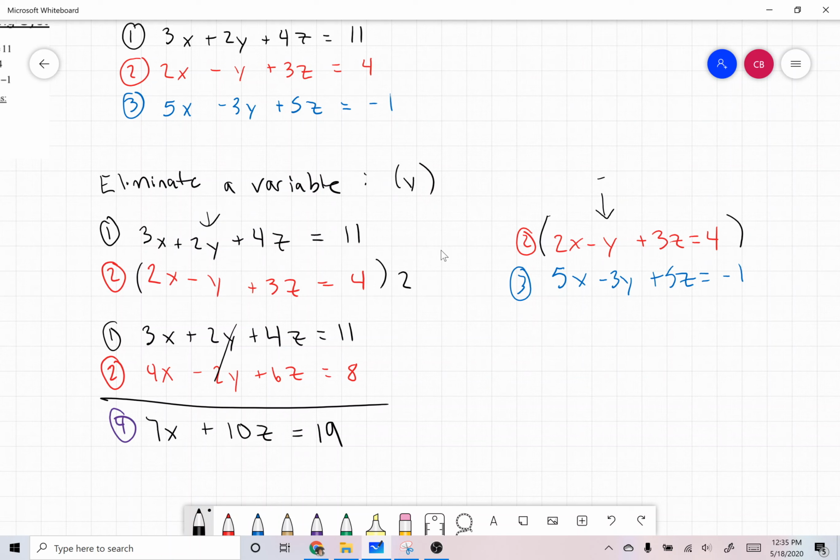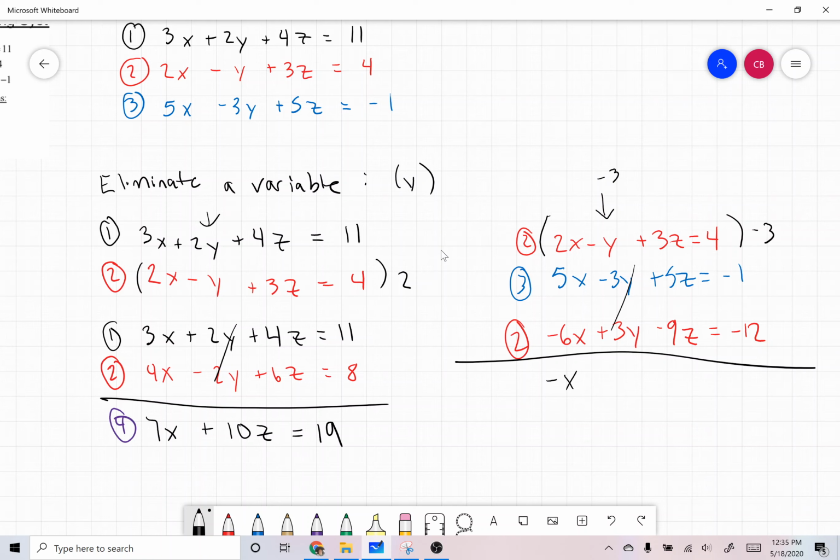I need to multiply this one by -3 because that will give me +3, which will cancel with a -3. So this is going to be -3 times 2 is -6x plus 3y minus 9z is equal to -12. Okay. Now we just add straight down. +5 and -6 is -x. -3 and +3 cancel, and 5 and -9 gives -4z is equal to -13. Okay, and I'm going to label this one 5.